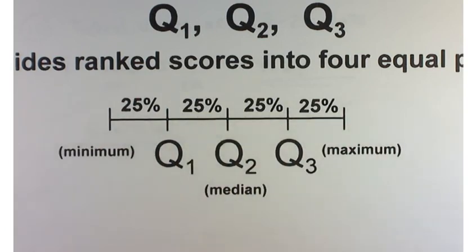Now Q2 has a different name. We haven't really mentioned it much or discussed it much, but it's the median. The median is what separates the top half from the bottom half. If you pay attention to government statistics, what you'll find quite often is that when they discuss income, they typically discuss median family income.